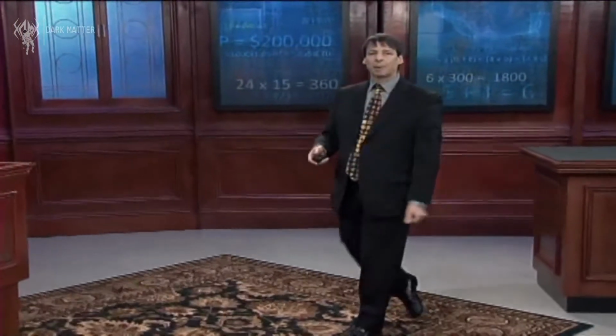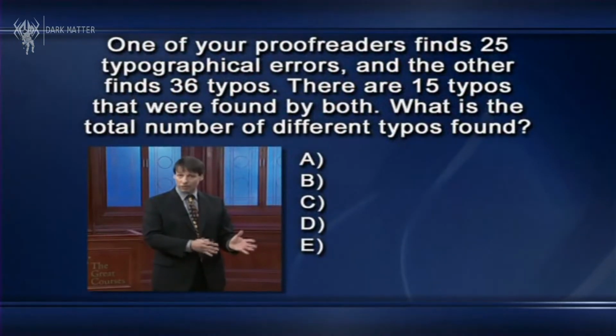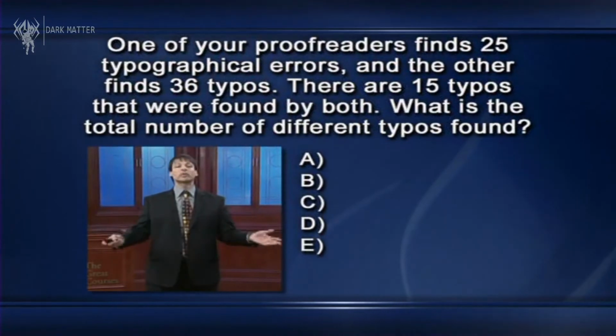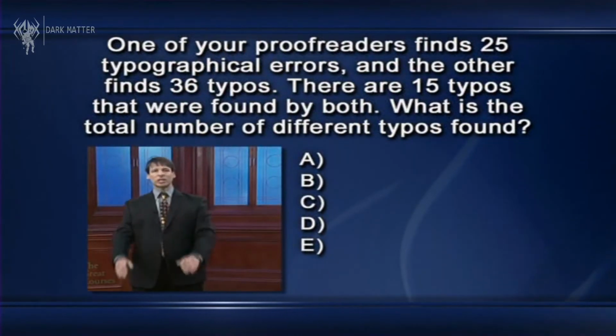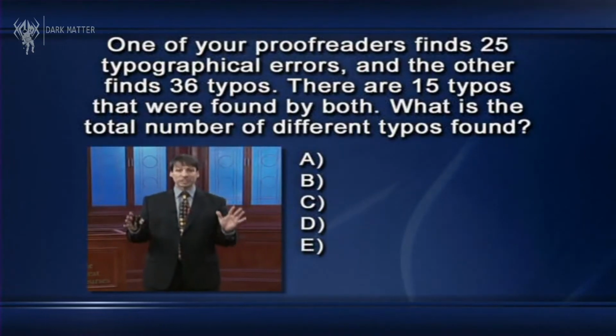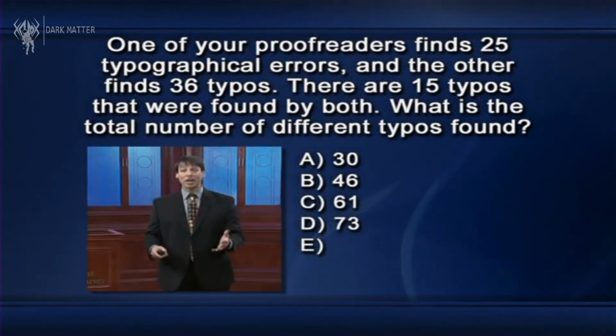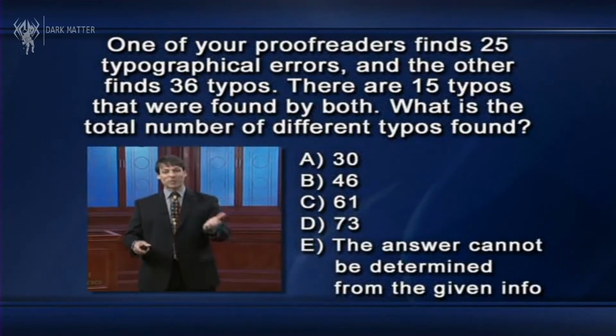The next guesstimation application combines addition, subtraction, multiplication, and division. It begins with a problem that could well appear on a standardized test. Suppose you write a document and you send it to 2 proofreaders. One of the proofreaders finds 25 typographical errors, the other finds 36 typos, and there were 15 typos that were found by both of them. The question is, what were the total number of different typos found? Was it 30, 46, 61, 73, or the answer cannot be determined from the given information?